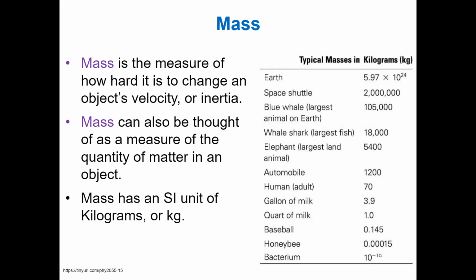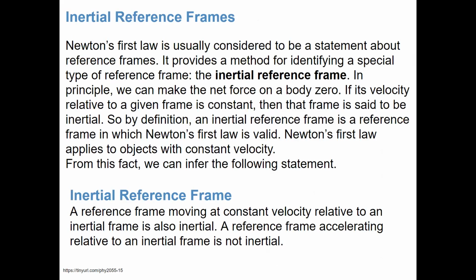The table here lists some typical masses in kilograms. For Earth, it's roughly 6 times 10 to the 24 kilograms. And for our human body, it's in the range of 70 or 80 or sometimes 100 kilograms, and so on. But you guys don't need to remember all those numbers.